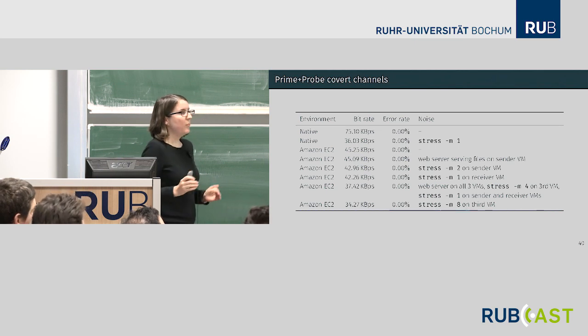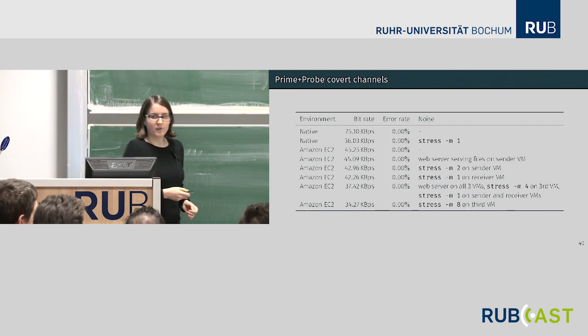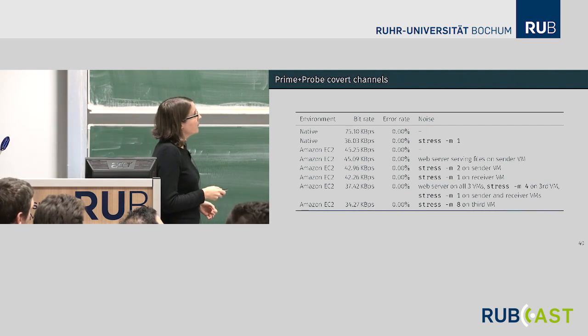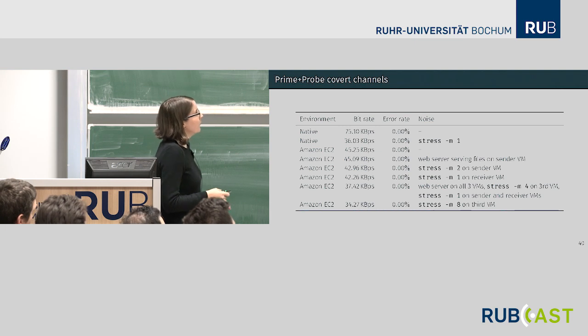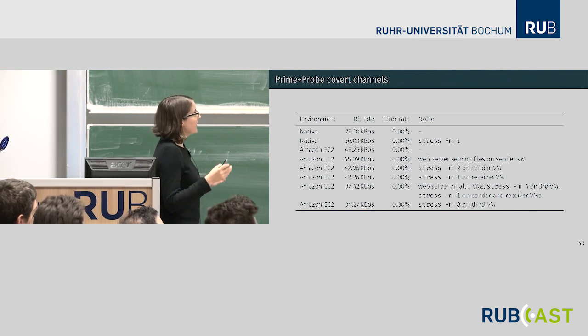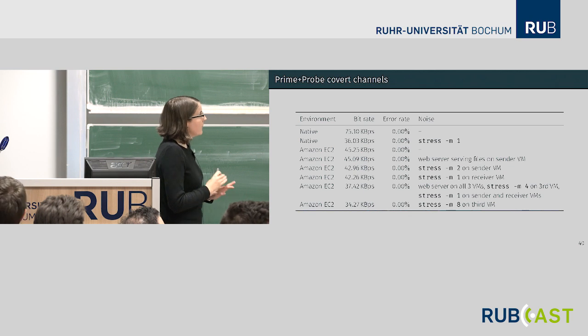And then we played and tried to see if we could break our covert channel by launching, for example, stress on the sender VM or on the receiver VM. We had also a third VM that was co-located. We tried to run web servers, saving files on all 3 VMs, putting stress -m 4 on the third VM, stress -m 1 on the sender and receiver. Still it didn't break. We still managed to have some connection. And in the worst case, we still had around 34 kilobytes per second.